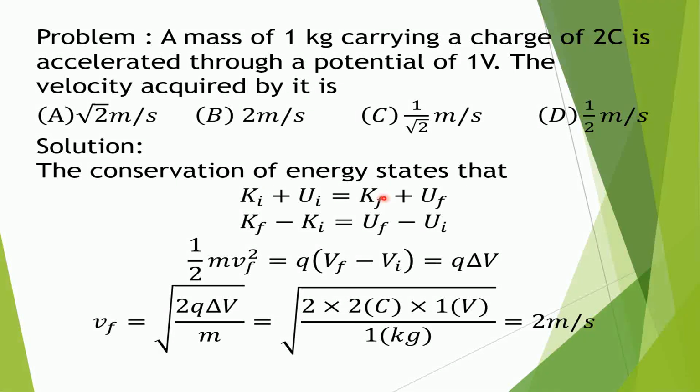Now here we take the initial kinetic energy as 0, so 1/2 m Vf square, this is the final kinetic energy, is equal to the change in the potential energy, which is equal to Q into delta V, where delta V is the change in the potential. Now here the charge is accelerated through a potential of 1 volt, so delta V is 1 volt. So we rearrange this equation, and we get Vf is equal to square root of 2Q delta V over M. If you plug in the values, we get the final velocity as 2 meter per second.